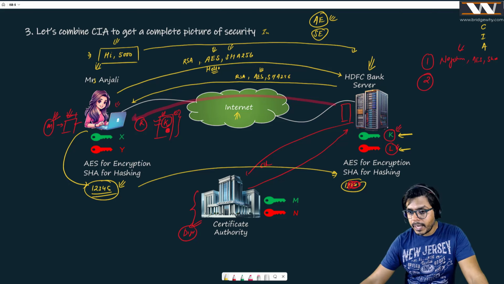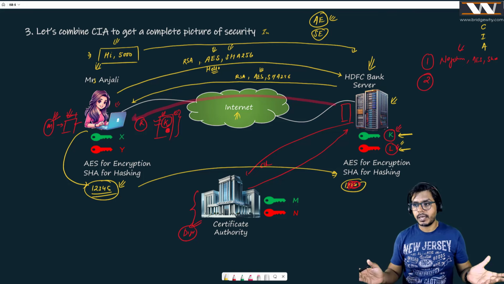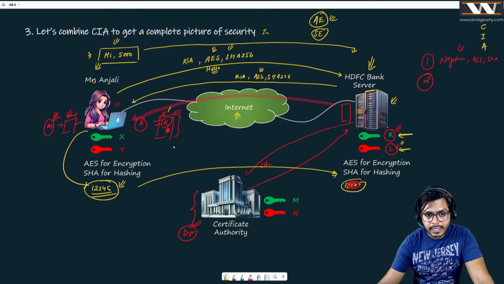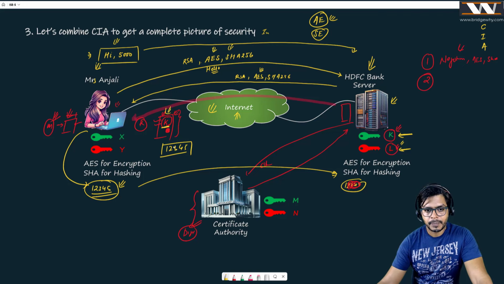And who is having the private key? Only this server, HDFC Bank server, because we never share private key. You agree with me? That is why we were sending this public key in the certificate. Anjali is going to use 1234 because she wants to send this key over this insecure medium, the internet, securely. Because if she sends 1234, anybody can read.